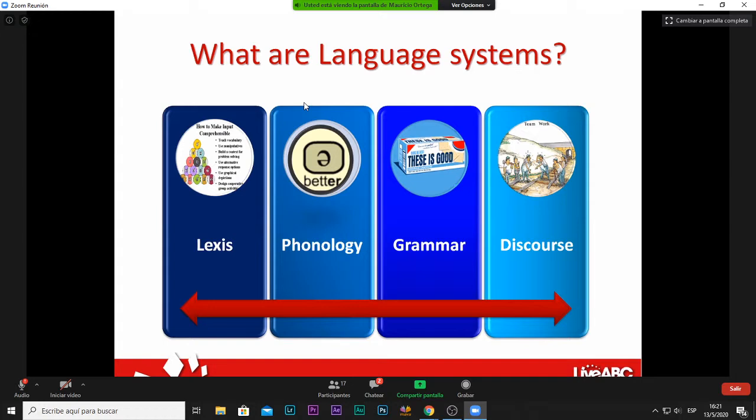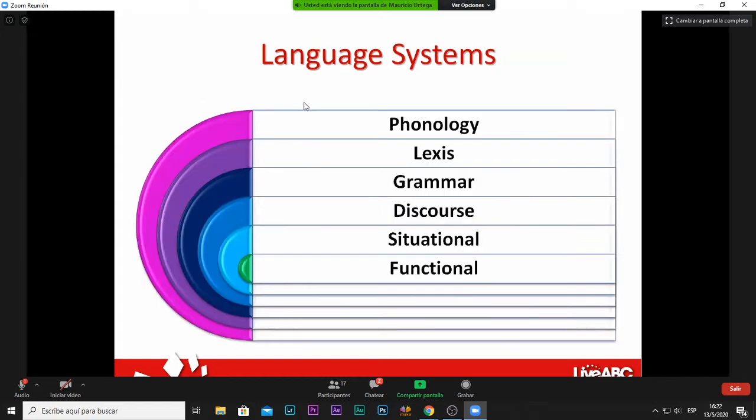Today, we're going to go a little bit into lexis, into grammar, into discourse, and we're going to focus a little bit more on phonology. Unfortunately, we do not have all the time because each and every one of these sections is absolutely fantastic. There are a lot of things that we can work on with them. So let's get started. Language systems: again, we have phonology, lexis, grammar, discourse.